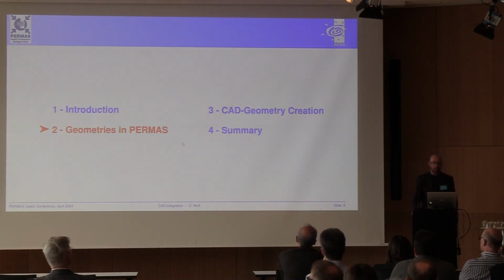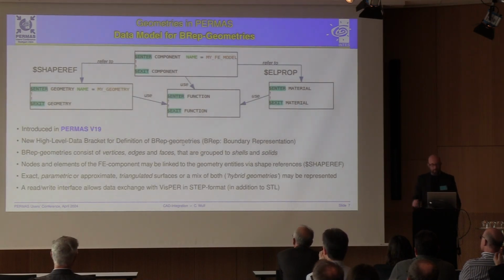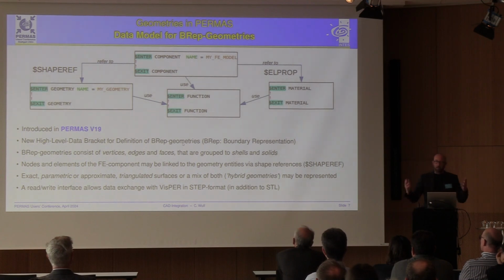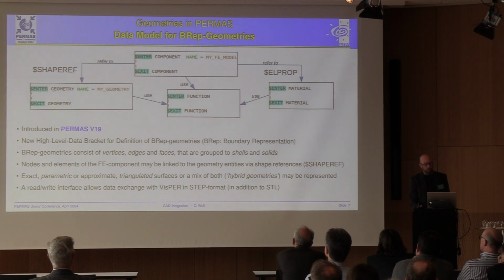Now, next I want to recall some news from Permas version 19 with regard to the topic geometries in Permas. In version 19, we introduced a data model for boundary representation geometries in Permas as a new high-level data bracket. You experienced Permas users probably know that we have a high-level data bracket for the FE model. We have, for example, a high-level bracket for material definitions. We have a new one for definition of functions, and we introduced a new high-level data bracket for geometry definitions.